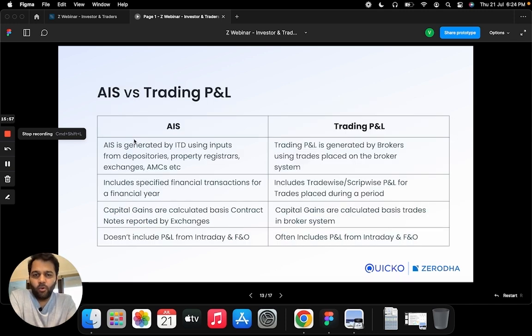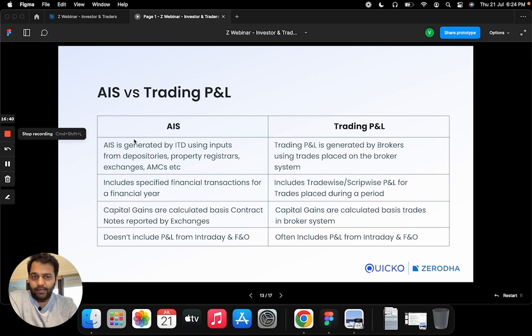Now, this is the most debated thing, right? Why does my P&L not match with my AIS? I have downloaded my trading P&L statement from my broker, from Zerodha Console, and it does not match with AIS. For that, we looked at both AIS and trading P&L, but let's look at the fundamental differences between the two. AIS is generated by the Income Tax Department using inputs provided by depositories, property registrars, exchanges, AMCs, etc. So the Income Tax Department itself does not generate data, but it uses data provided by all these other government bodies or non-governmental bodies.